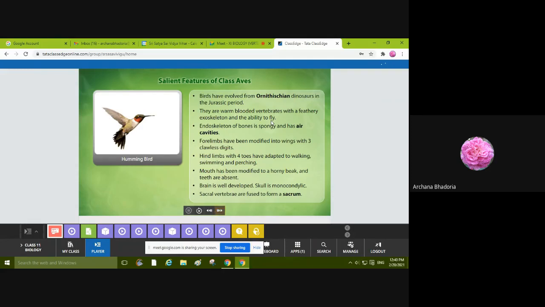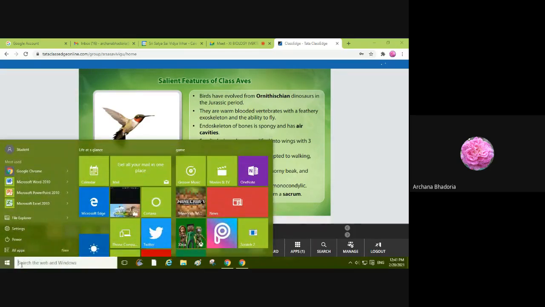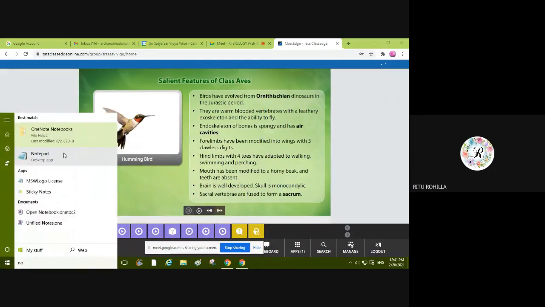Streamlined body. What do you have to remember? The body is streamlined because they have to fly in the air. Okay, now since they are flying in the air, the body has to be light. So the bones are spongy. They have pneumatic bones. What do you call them? Bones spongy. The term used is pneumatic. Pneumatic.